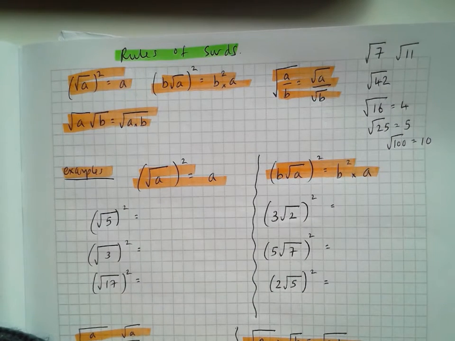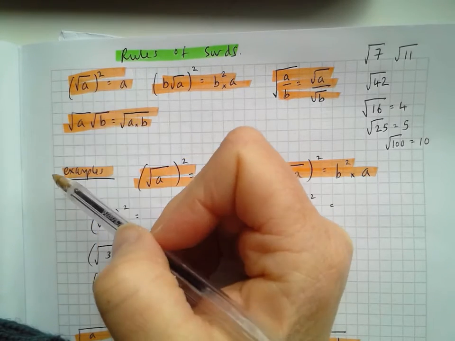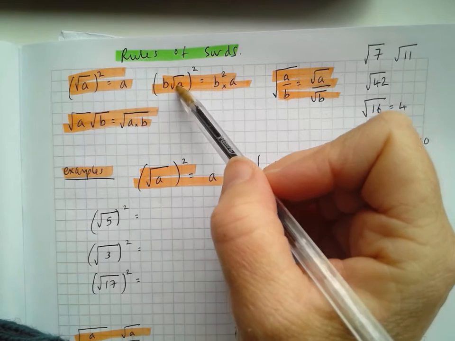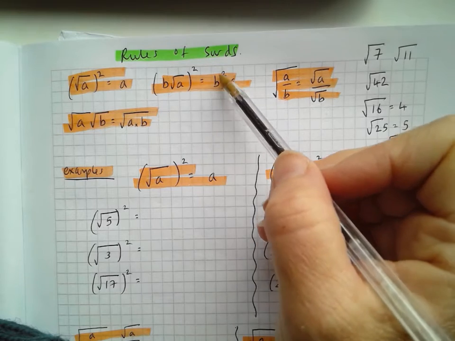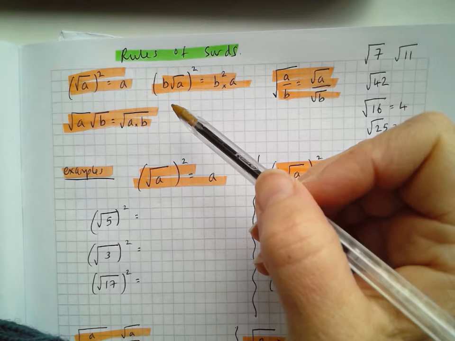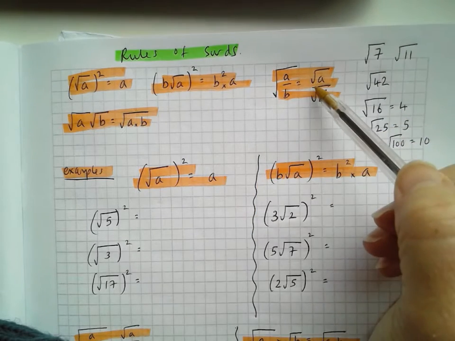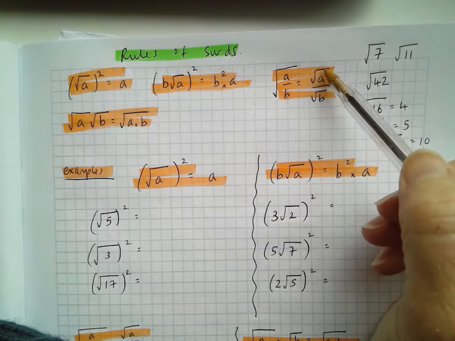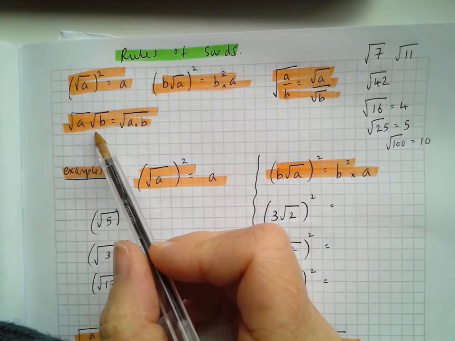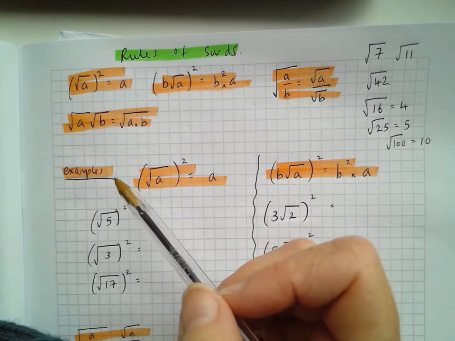Okay, so we're looking at some rules today, which will be in the first exercise of your surds booklet. The first rule says if we have root a and we square it, we get a. The second one says when we have b times root a and we square it, we get b squared times a. So these are very like the rules of indices, if you remember the rules of indices. Here we've got the square root of a over b will be the same as the square root of a divided by the square root of b. And the square root of a multiplied by the square root of b will be the same as the square root of a times b. Let's look at a few examples and see if that helps.